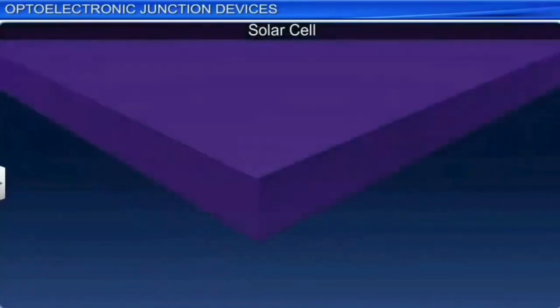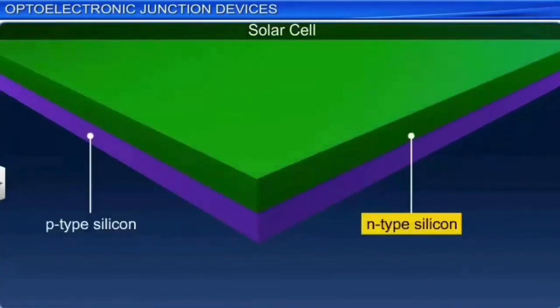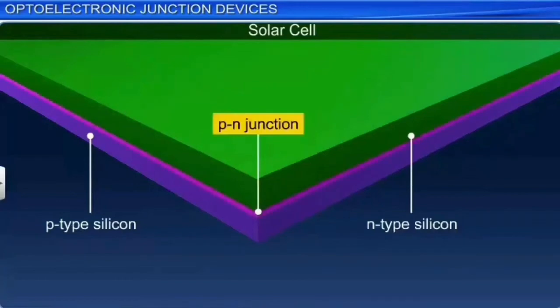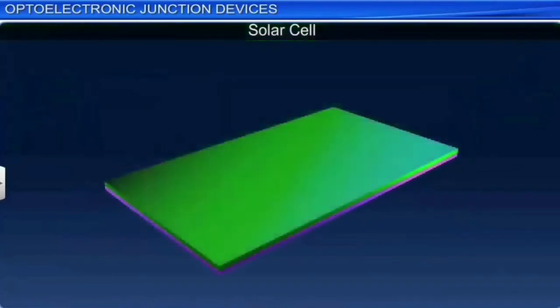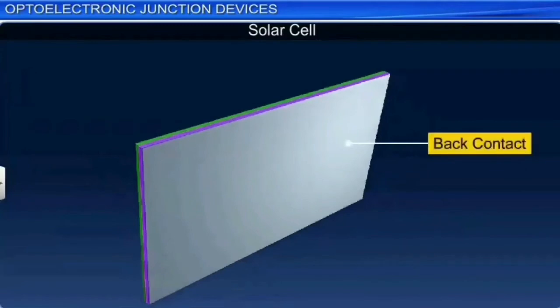Now let's discuss the structure of a solar cell. It consists of p-type silicon and n-type silicon, and it has a junction also. So when it is exposed to light, light is allowed to reach the junction. As connecting leads, it has a back contact and a front contact.